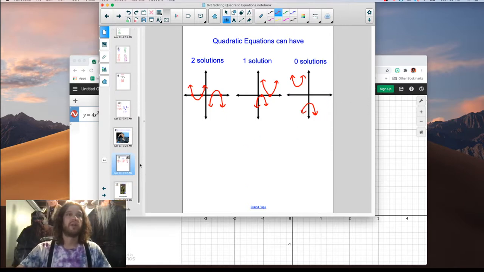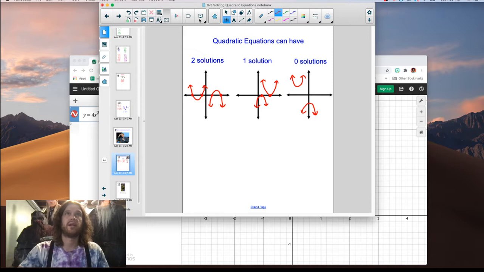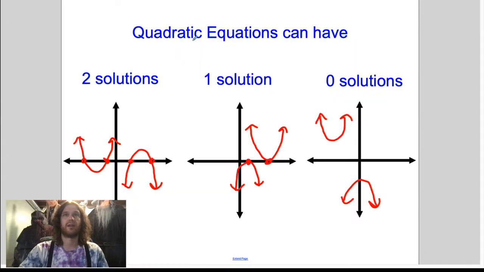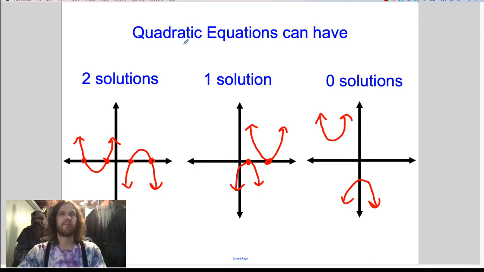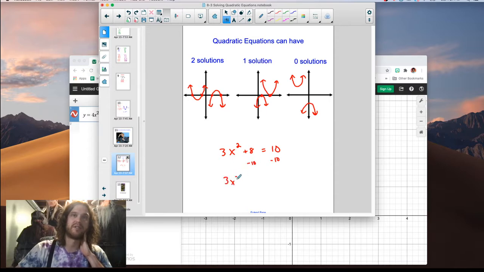All right, so hopefully you guys understand the link between solving a quadratic equation and graphing a quadratic equation. Now, if you want to check or do that, make sure you put everything on the left side. So, for example, if the equation says 3x squared plus 8 equals 10, right? If you want to figure out where this crosses the x-axis, you need to get everything on the left side, which is called standard form. So you'd write this as 3x squared minus 2 equals 0. You graph that, and that'll give you your solutions.